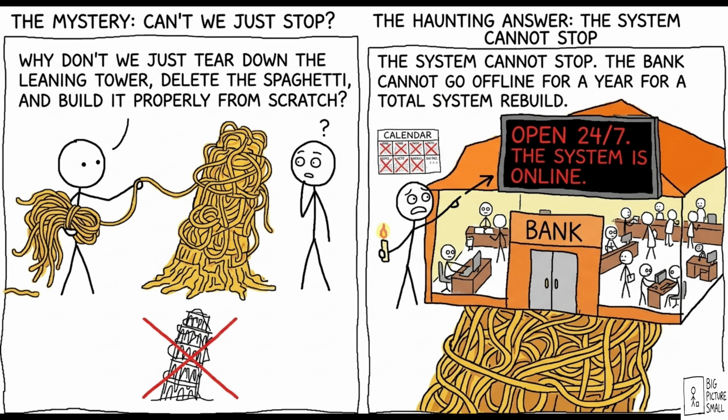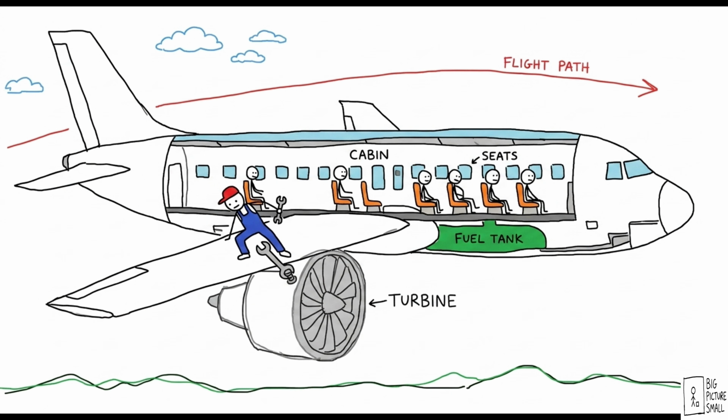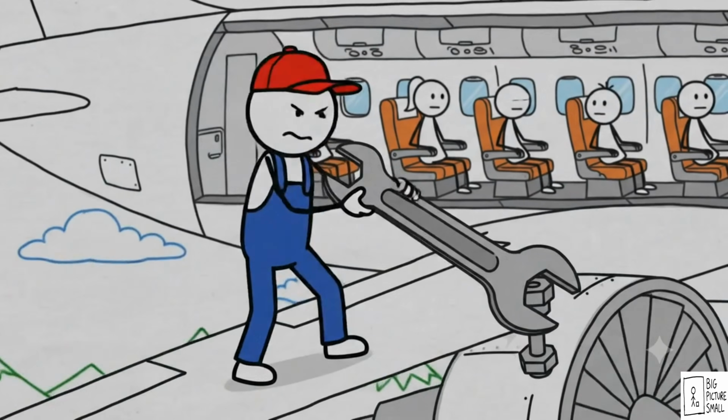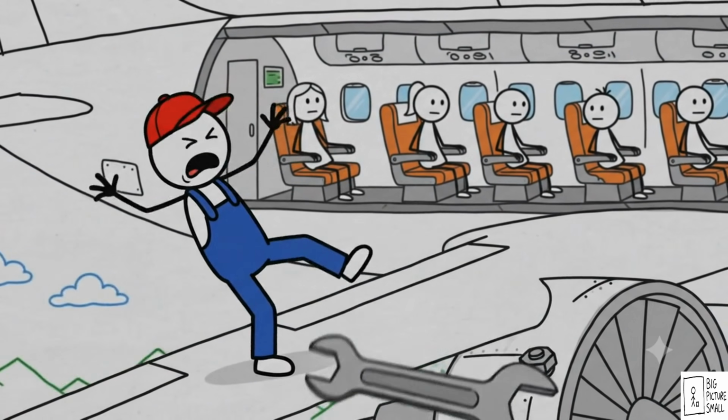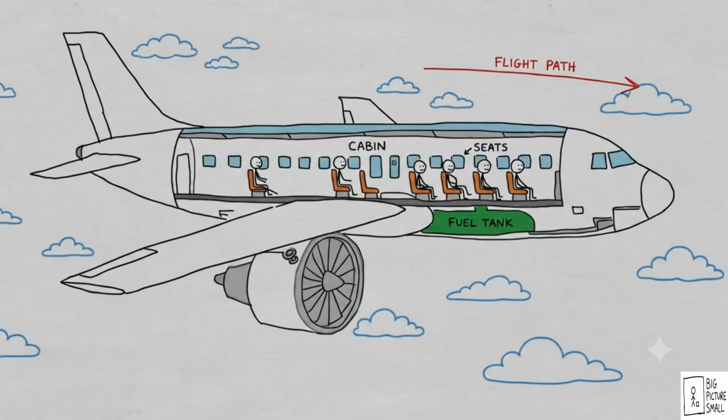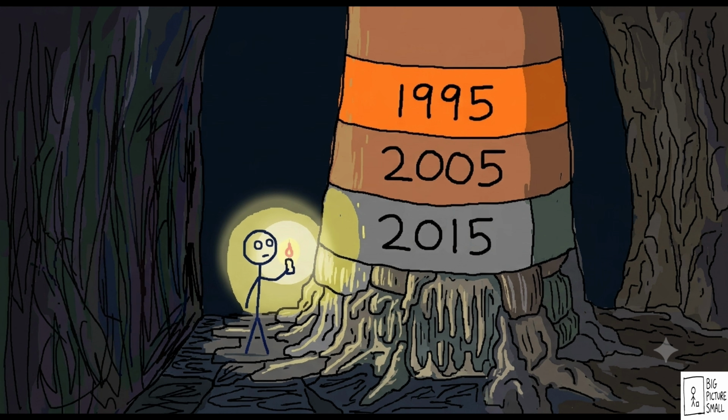The system cannot stop. The bank cannot go offline for a year to get a total system rebuild. The global infrastructure of our society, the systems that track our money, our identity, and our safety, are mission critical. They must remain operational 24 hours a day, 7 days a week. We are effectively trying to replace the engine of a jet while it's currently in flight, carrying hundreds of passengers.